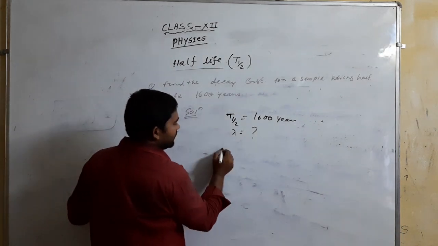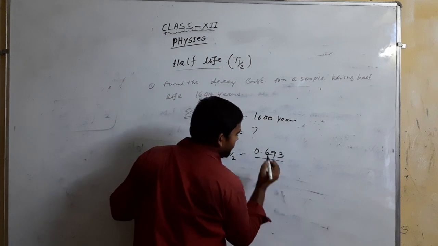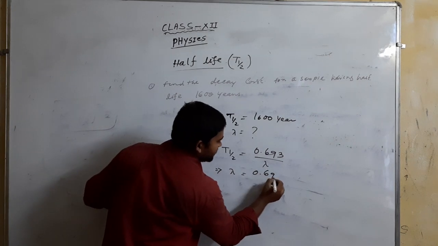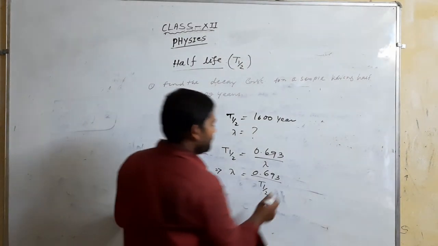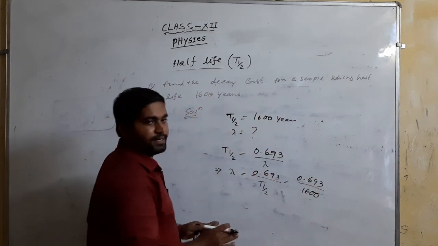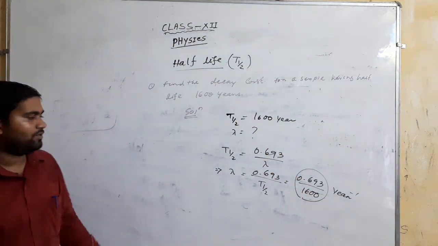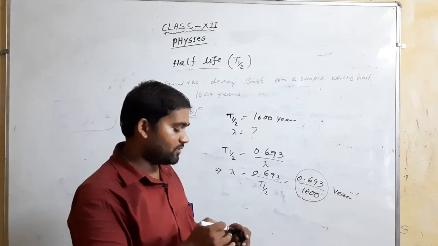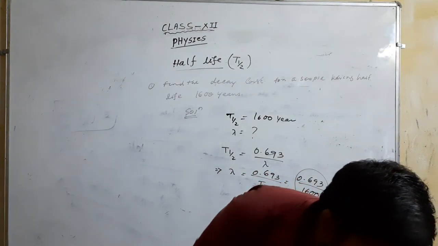As we know, t half equals 0.693 divided by lambda. So in terms of lambda, that is 0.693 divided by t half, and the half life is already given. So that will be 0.693 divided by 1600, and the total unit will be year inverse. You can solve this. So some problems depending upon the half life will be like this. Let us take another example.